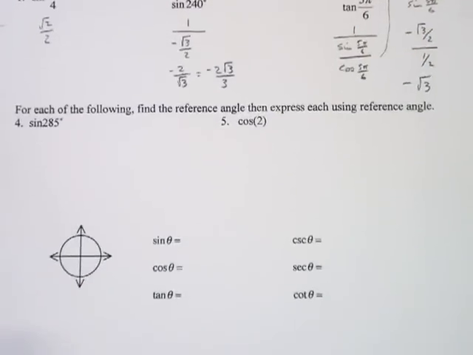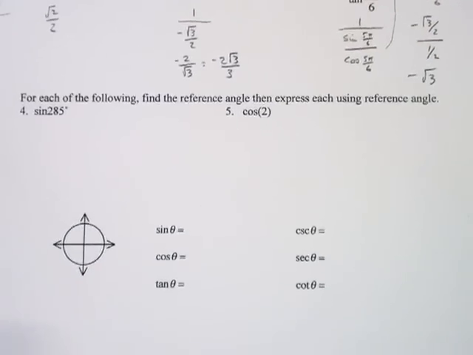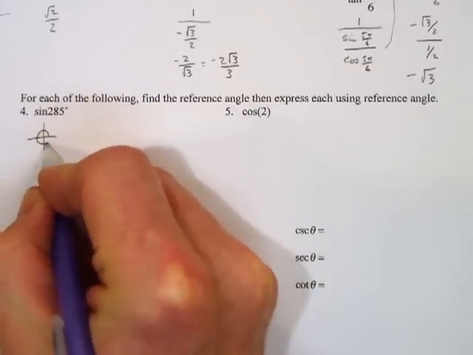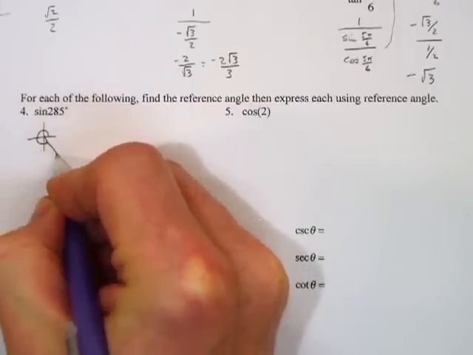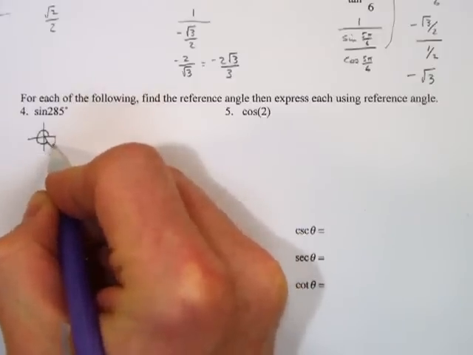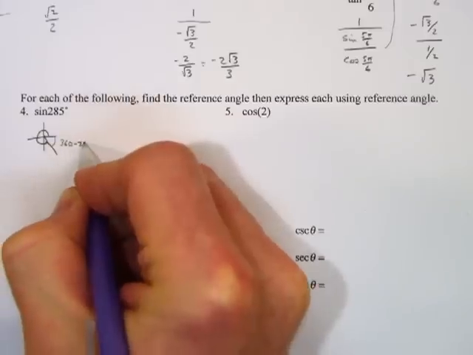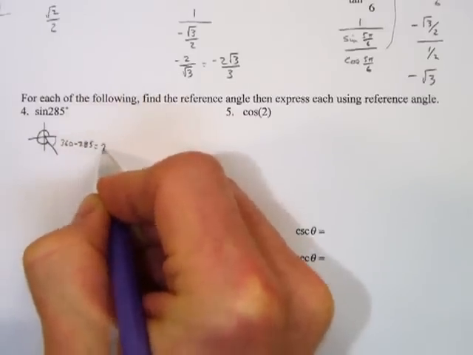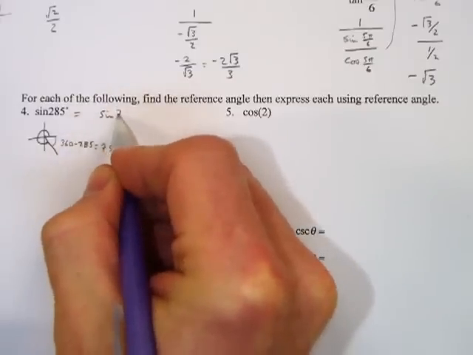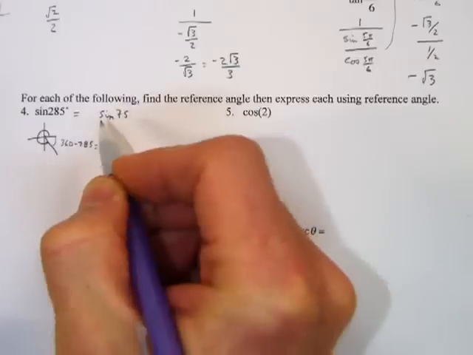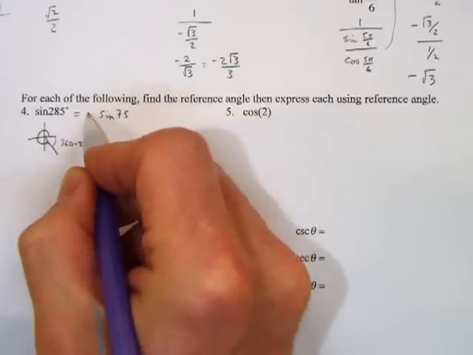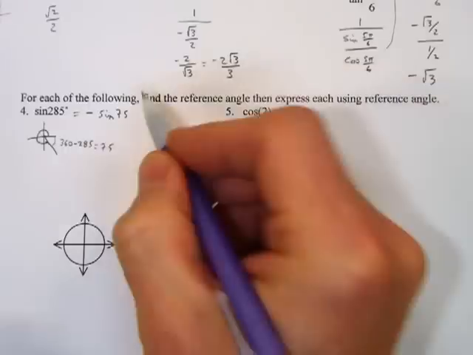The next one, find the reference angle. This should be pretty straightforward at this point. We can take a quick look. We're going to go to 285 degrees. That's going to put us past 270, so we're in the fourth quadrant. So our reference angle here will be 360 minus 285, and that would be 75. So we say sine of 75, and now we determine are they the same or opposite. In the fourth quadrant, sine is negative, so we put negative sine of 75 degrees.